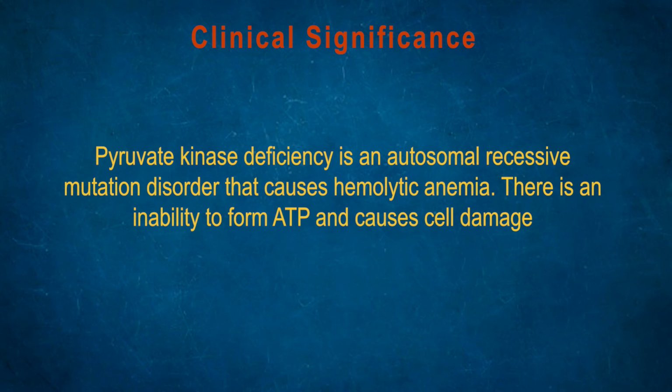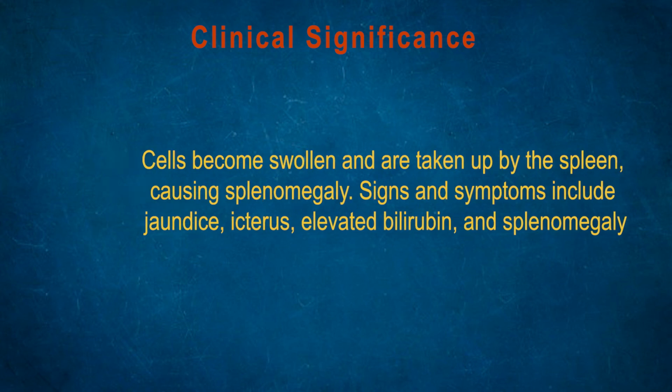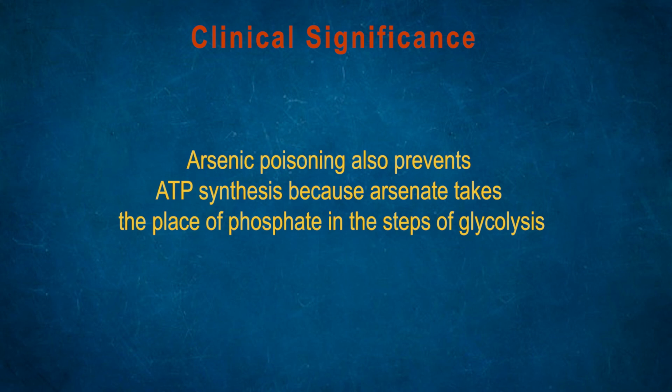Clinical significance. Pyruvate kinase deficiency is an autosomal recessive mutation disorder that causes hemolytic anemia. There is an inability to form ATP, which causes cell damage. Cells become swollen and are taken up by the spleen, causing splenomegaly. Signs and symptoms include jaundice, icterus, elevated bilirubin, and splenomegaly. Arsenic poisoning also prevents ATP synthesis because arsenic takes the place of phosphate in the steps of glycolysis.